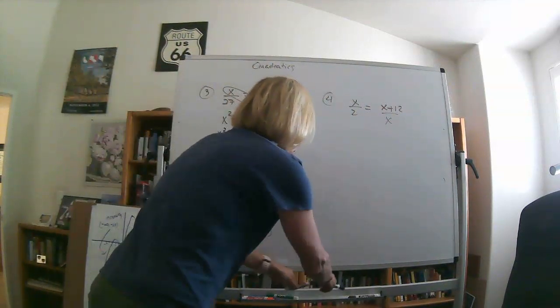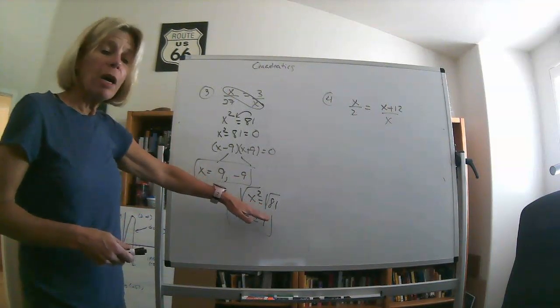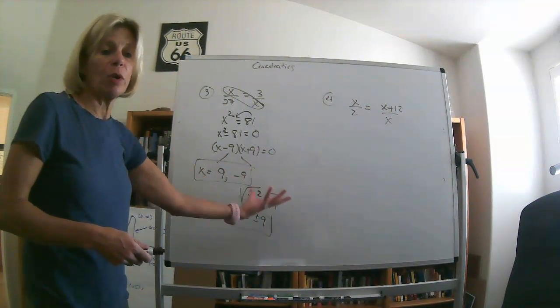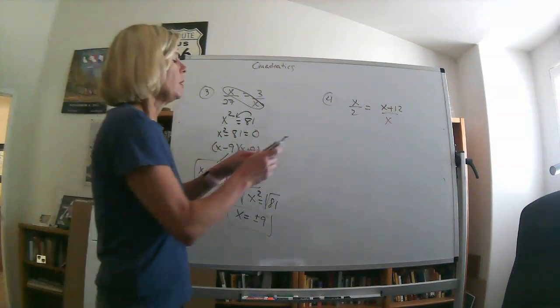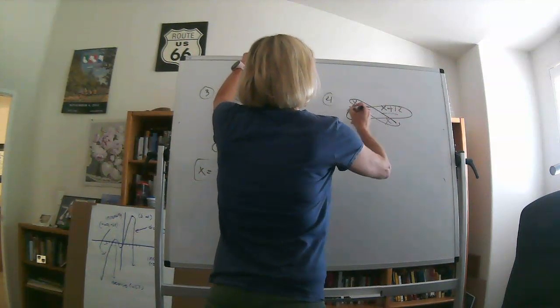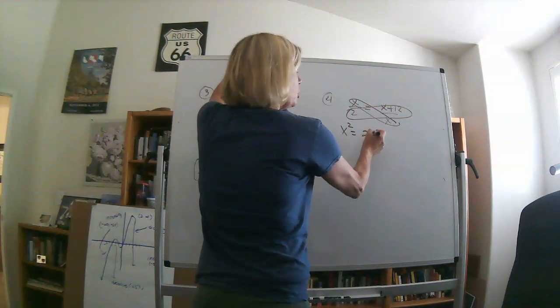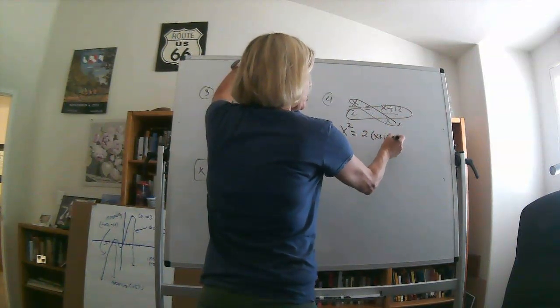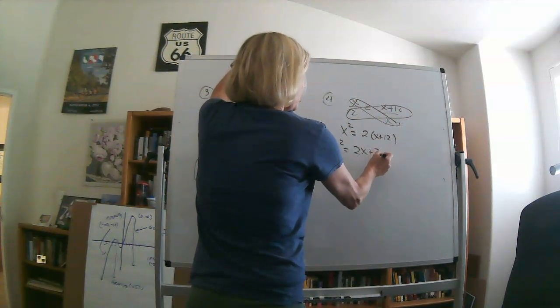The last problem, when I cross multiply, I'm not going to have this square rooting each side as a method. I'm going to have to factor. So if I cross multiply here, I have x squared equals 2 times the quantity x plus 12, which is 2x plus 24.